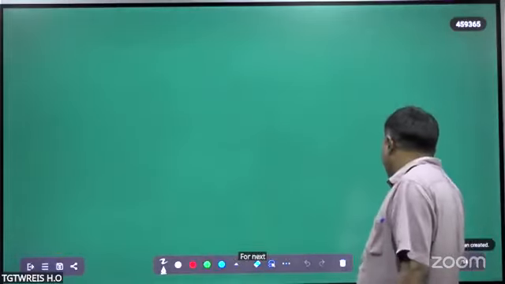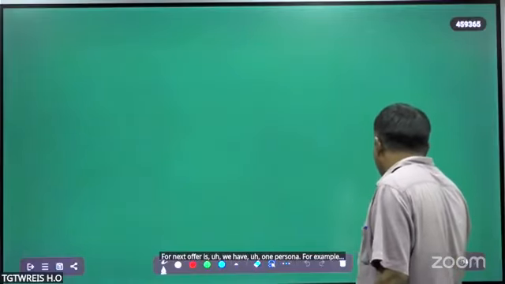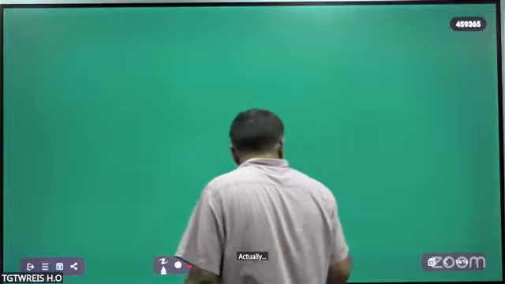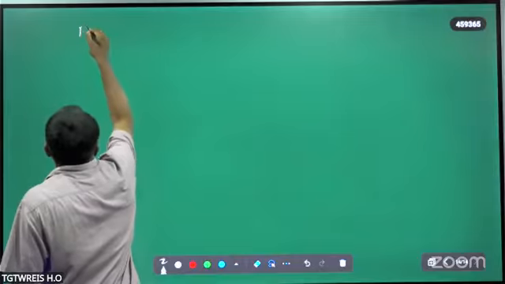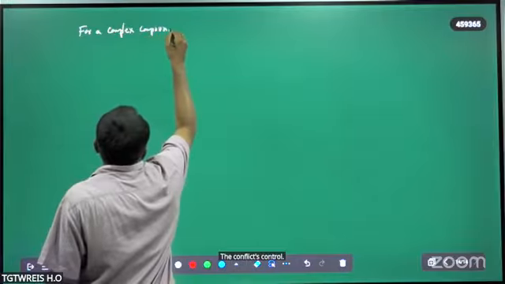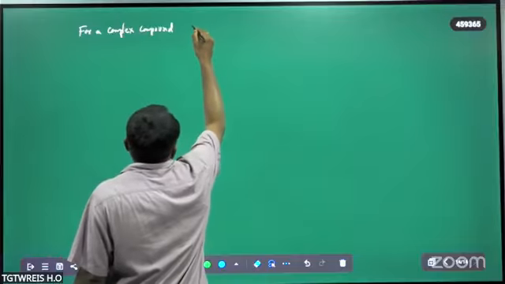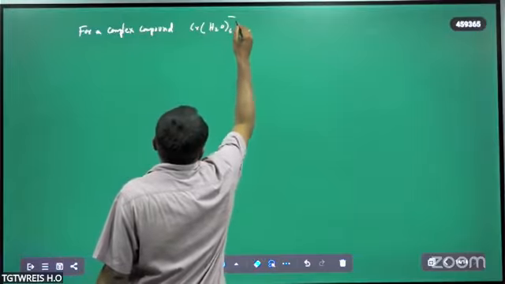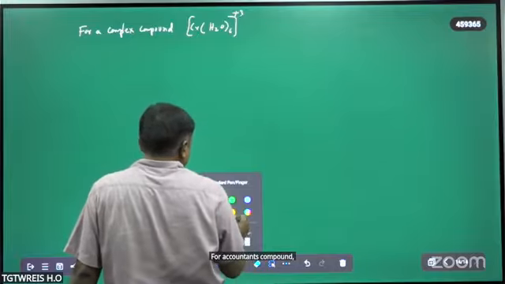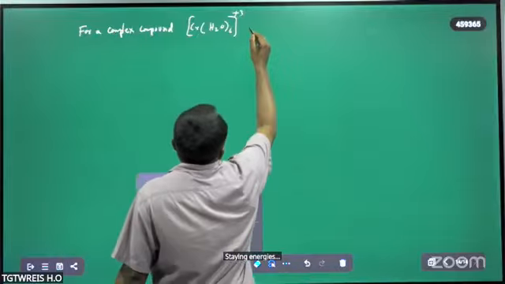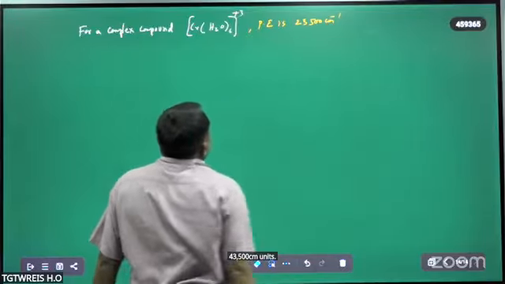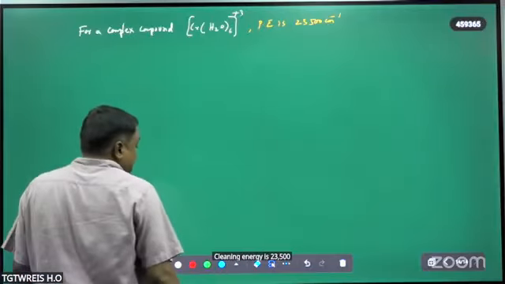So next after this, we have one question. For example, for a complex compound [Cr(H2O)6]2+... actually, in a complex compound [Cr(H2O)6]2+, the pairing energy is 23,500 cm⁻¹.